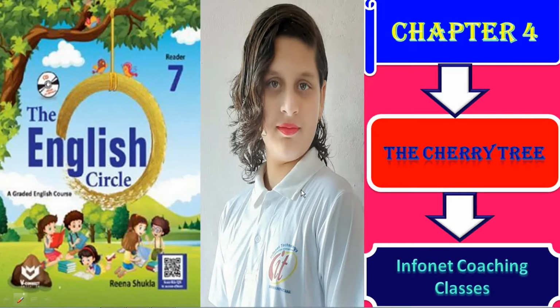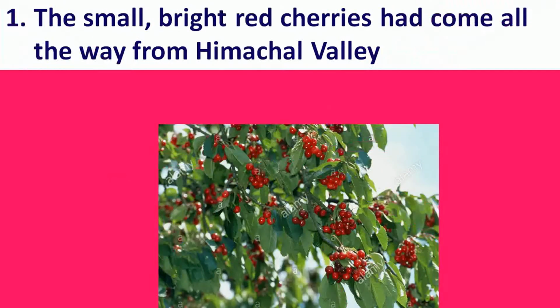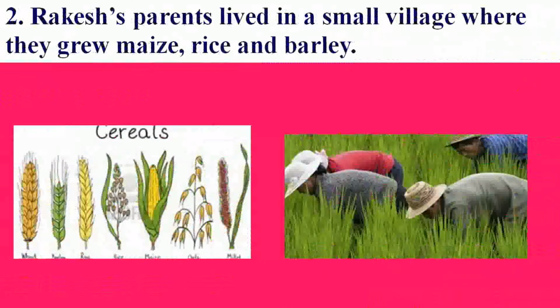Today we are going to discuss the exercise of chapter 4, the cherry tree. So let's see. Write T for true or F for false. The small bright red cherries had come all the way from Himachal Valley. Answer is false. Next question.